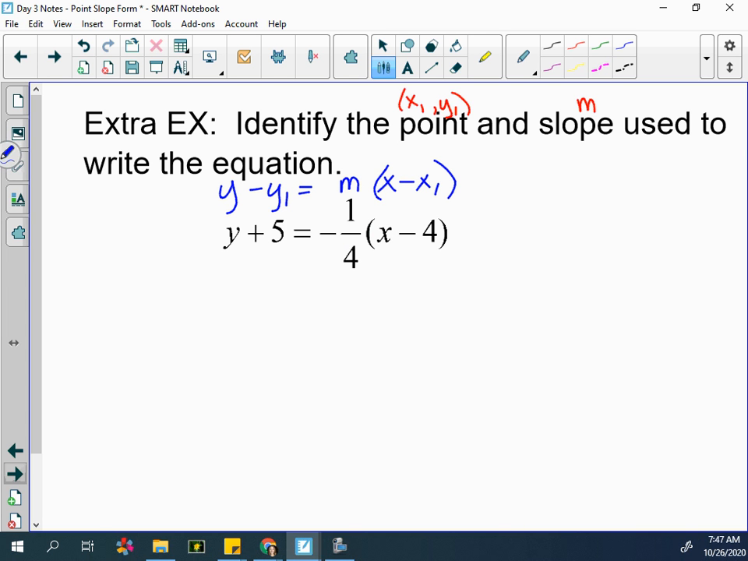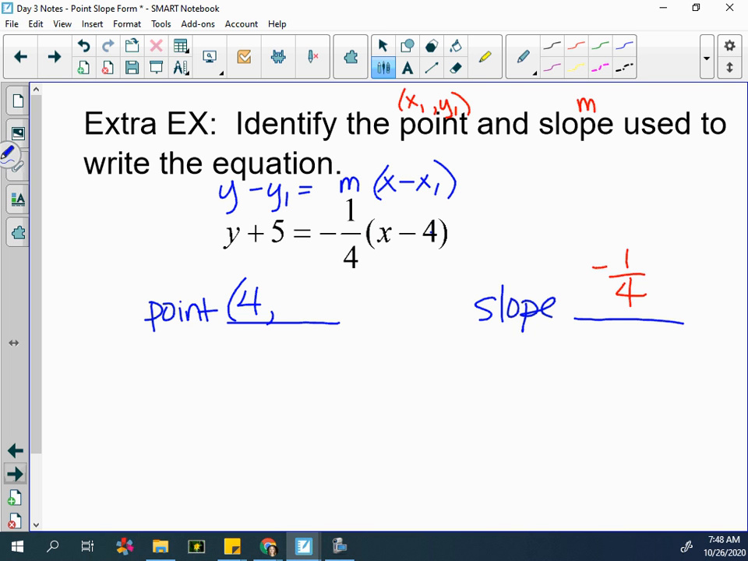So usually the m is a little bit easier to identify. You guys have some lines on your paper. Let's see, point, slope. The slope is usually very obvious right in front of us. We just identify. So negative 1/4. Remember, I have to have a subtraction in here. Because this is a subtraction, your x1 is a positive 4. So I know the x1 is a positive 4, not a negative.